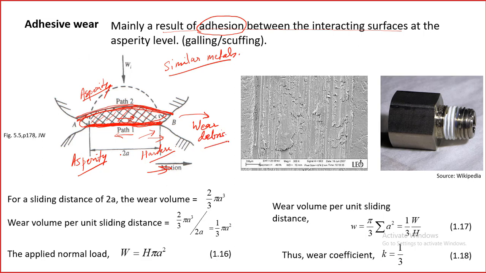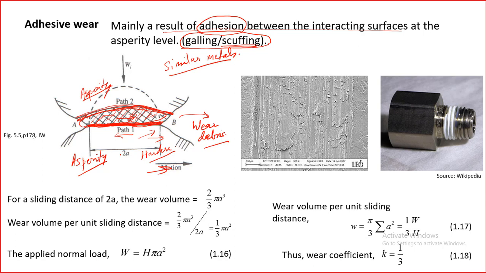So depending upon the situation, depending upon the load, temperature, and sliding speed, this wear debris can be very big. It can come out as a big chunk of material. So two types of words are used in industry. One is called galling, another is called scuffing.